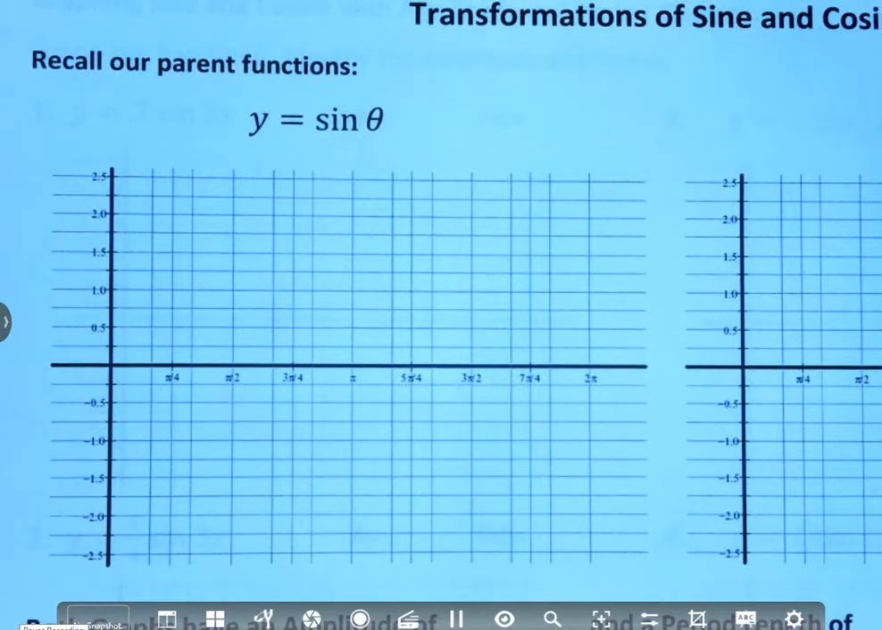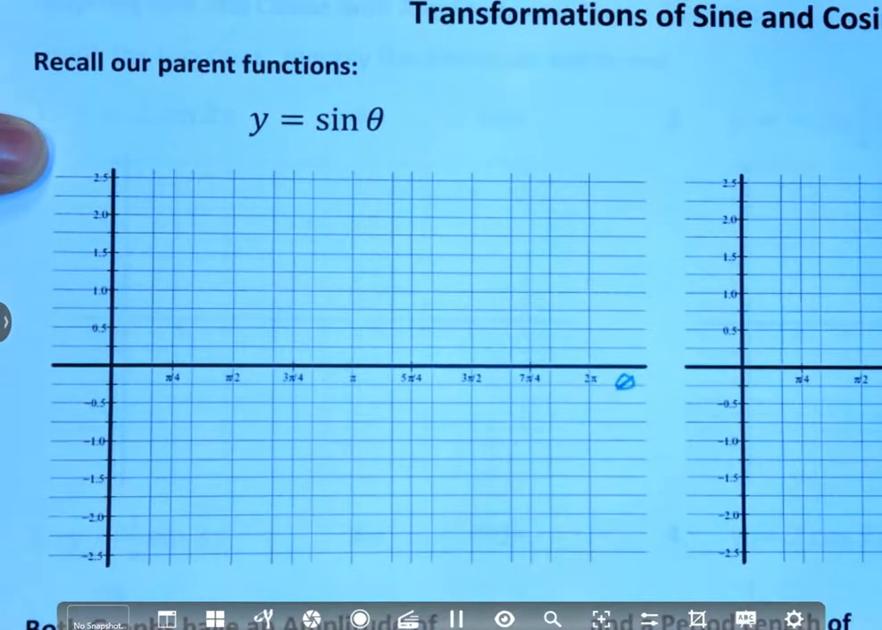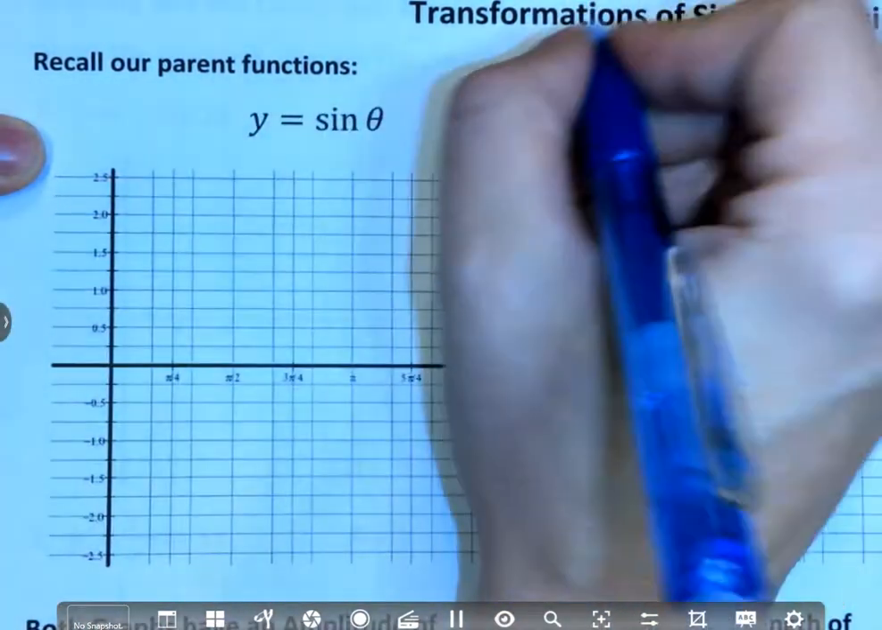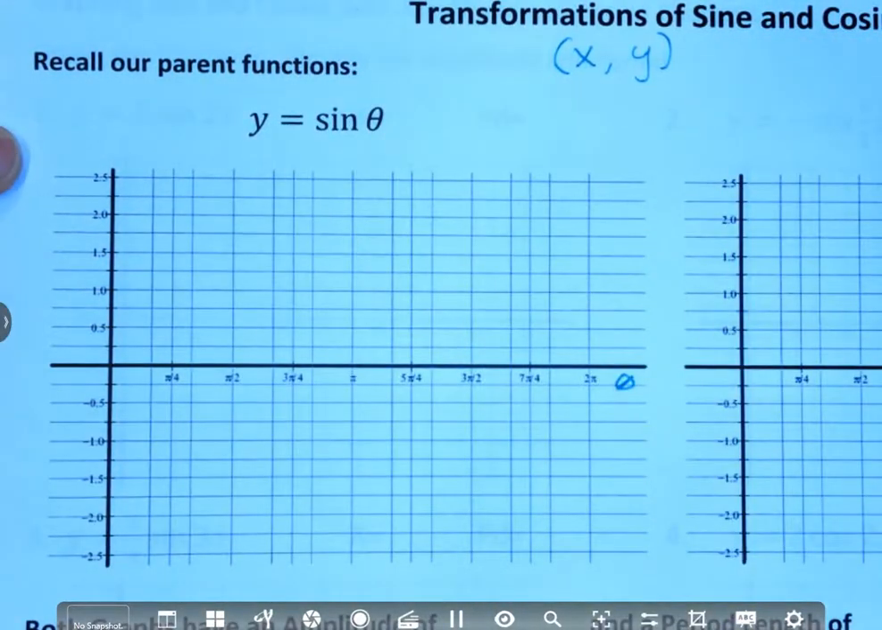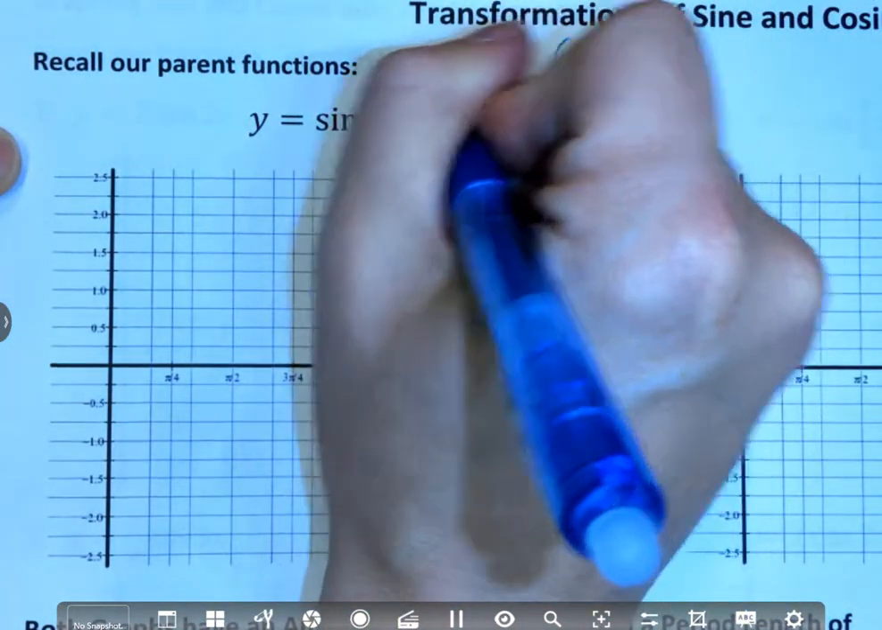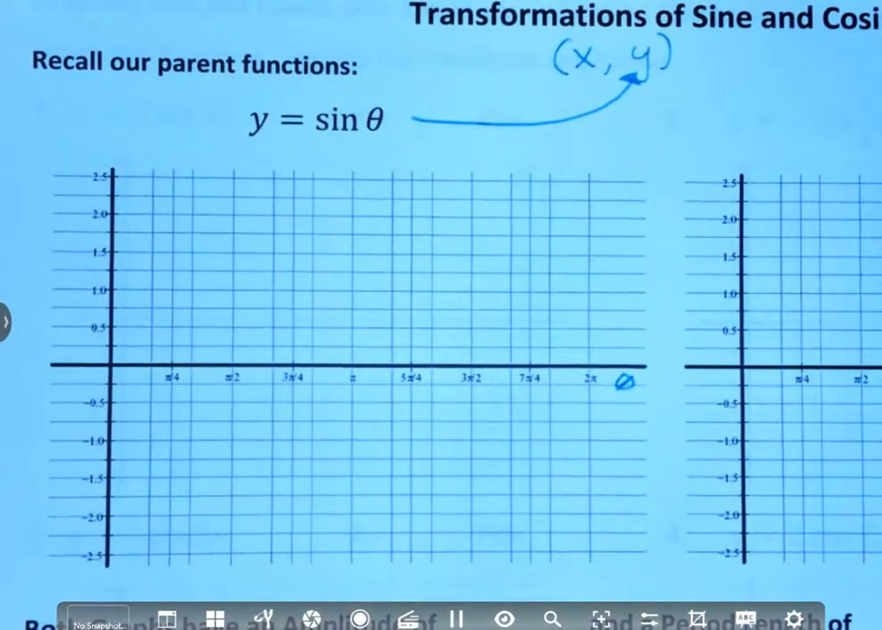So after the test, we went through and we graphed the sine and cosine functions. All we did was we talked about what their values were. So for sine, this was my angle. And then if you're looking at coordinate points x, comma, y, what was sine? For my unit circle, which value is sine? Y. So basically, you're just going around the unit circle and you're plotting those points.